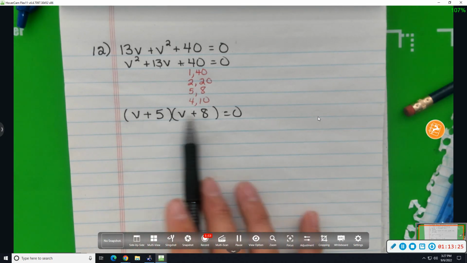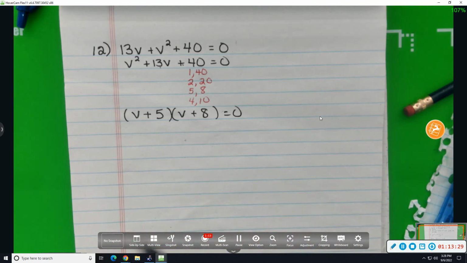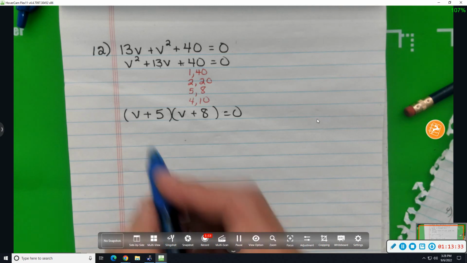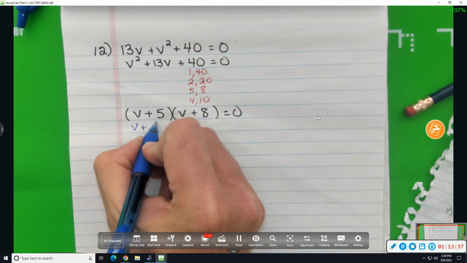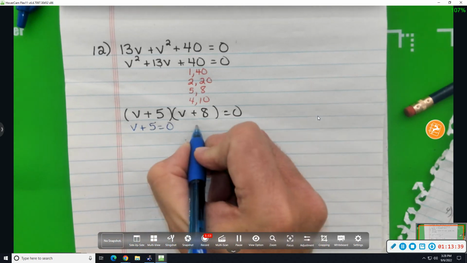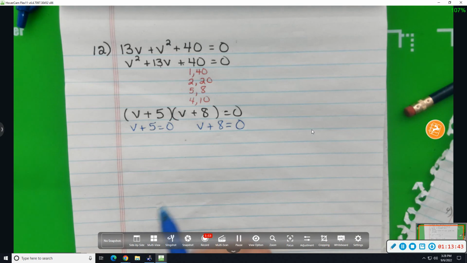Any questions with my factoring here? Because we still have one step. Set each one of these parentheses to 0 and isolate the V. And what are our 2 answers going to be? Let me ask this. Are we going to have any fractions here?